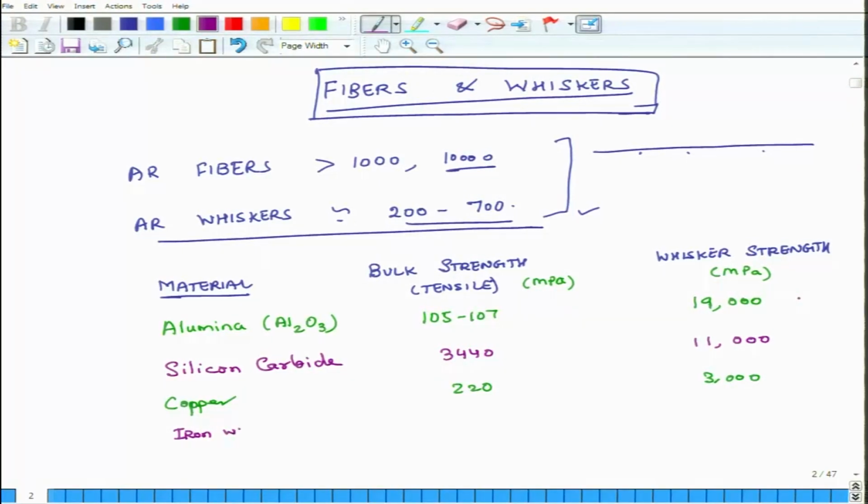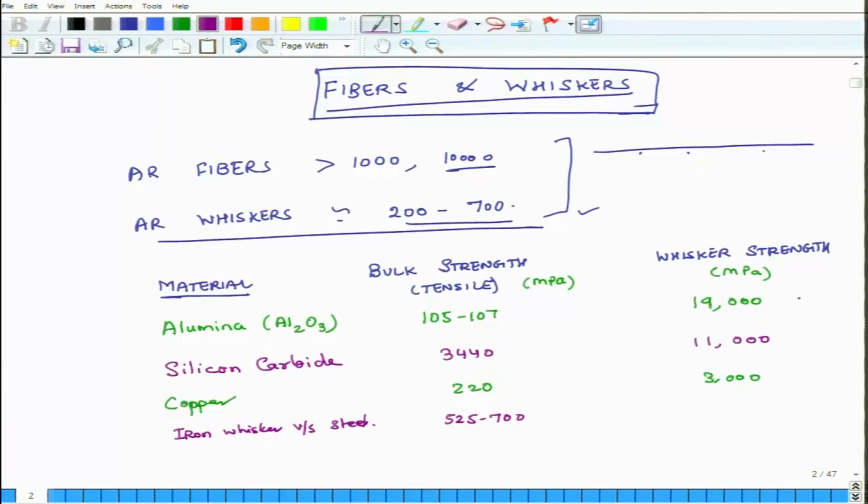Iron whisker versus steel. So, steel strength is about in this range, typical 525 to 700 megapascals. If you have some super specialty steels, they reach something like 1 gigapascal or 1000.